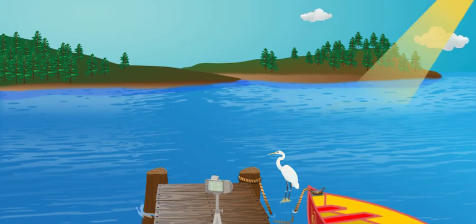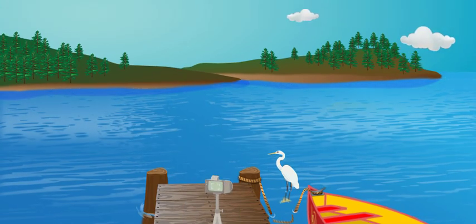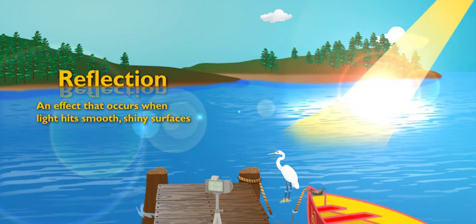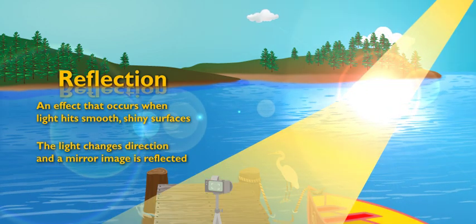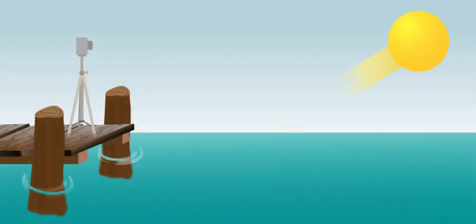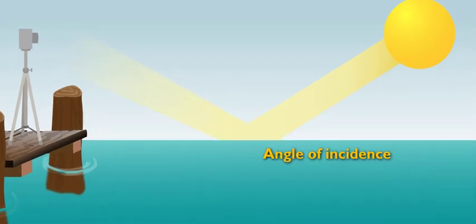Well, light travels in a straight line, right? Yeah, I know that. So when it hits smooth, shiny surfaces like water or metal, a mirror image of the light source is reflected, or bounces off. And ends up over here? How? Simple. Angle in equals angle out. Angle of what? The angle of incidence. It's the angle at which light hits a surface.